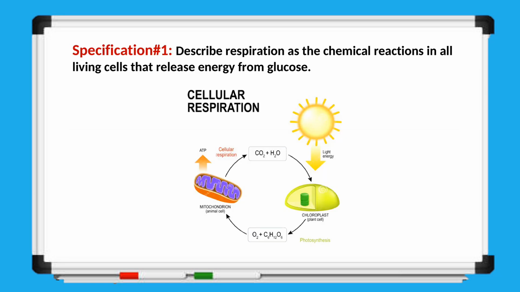It states that we need to describe respiration as the chemical reactions in all living cells that release energy from glucose. So, in simple terms, respiration is a metabolic process that takes place in every living cell, where glucose is broken down to produce ATP, which is the main energy currency that powers all cellular activities.